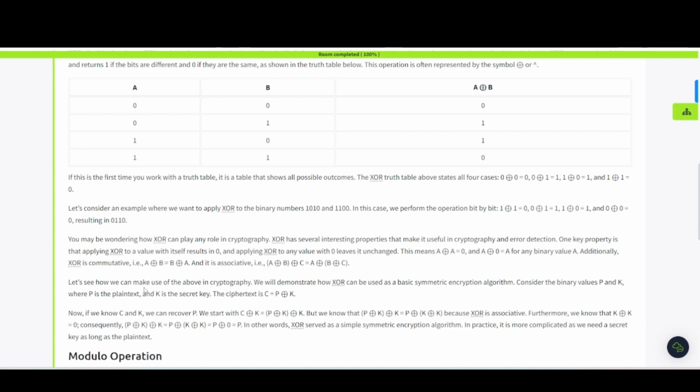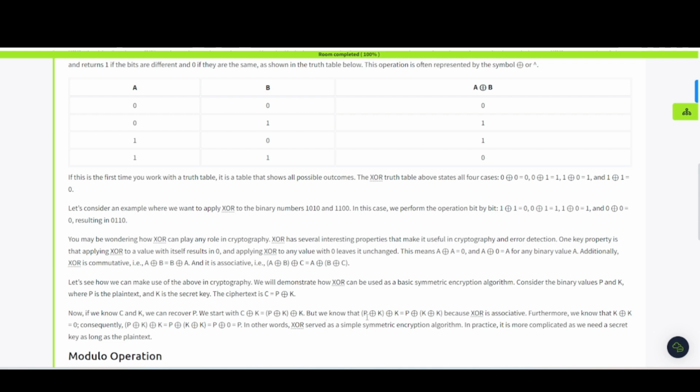Let's see how we can make use of the above in cryptography. We will demonstrate how XOR can be used as a basic symmetric encryption algorithm. Consider the binary values P and K, where P is the plaintext and K is the secret key. The ciphertext is C equals P XOR K. Now, if we know C and K, we can recover P. We start with C XOR K, and then in parentheses P XOR K, XOR K.